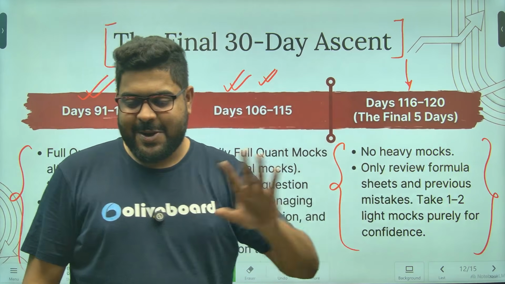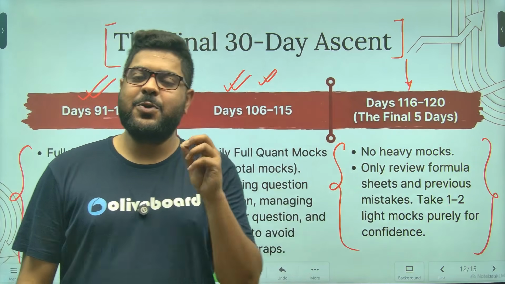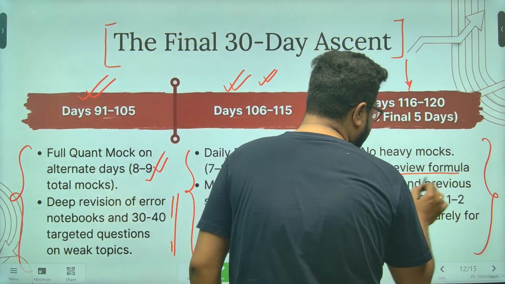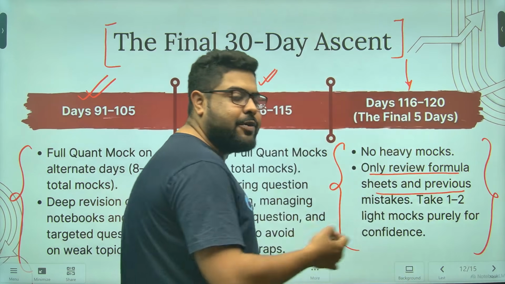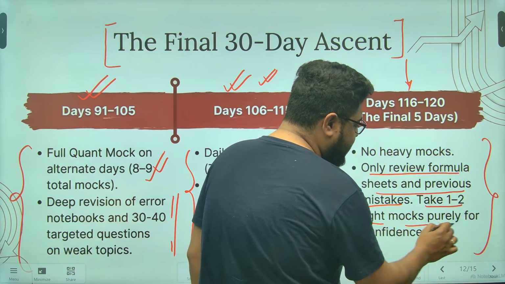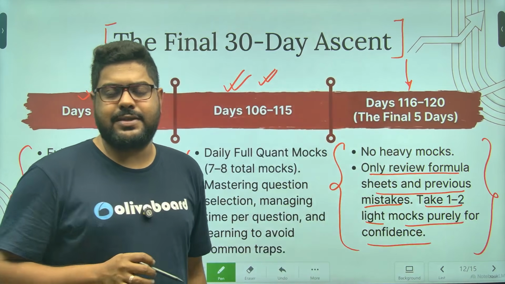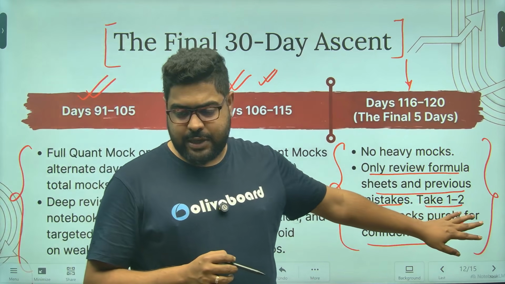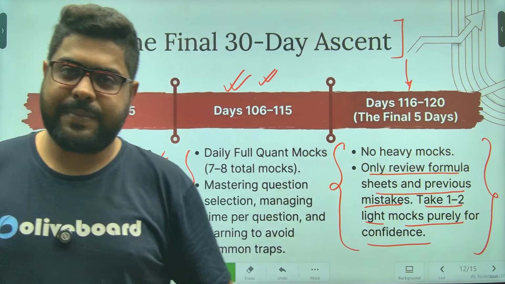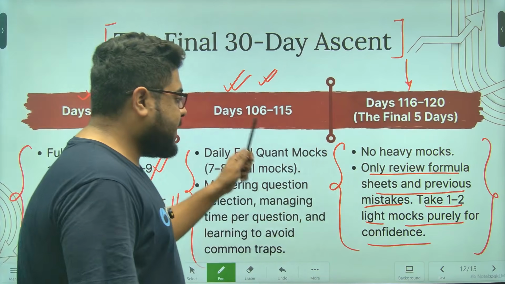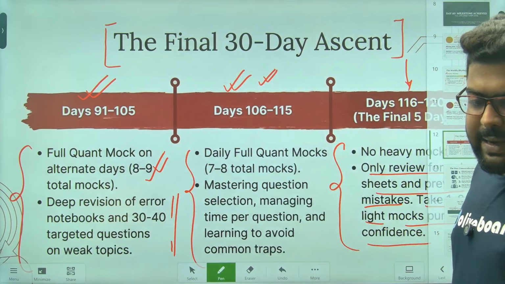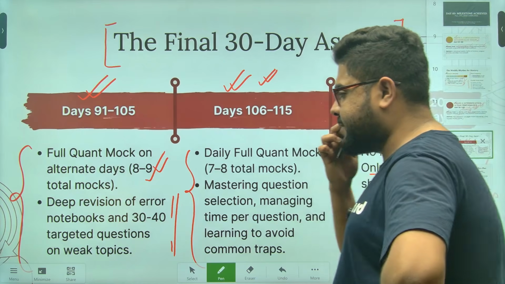Don't take mocks, don't do anything. Just do a little bit of revision, review the formula sheets that you made during your foundation classes, and the previous mistakes. Maybe 1 or 2 light mocks, purely for confidence. This is also optional. If you want to take them, you take; if you don't want to, it's absolutely okay. So this is the final 120-day strategy.